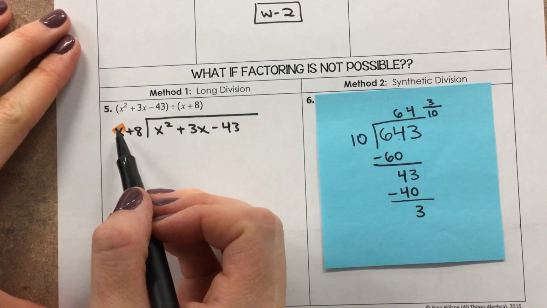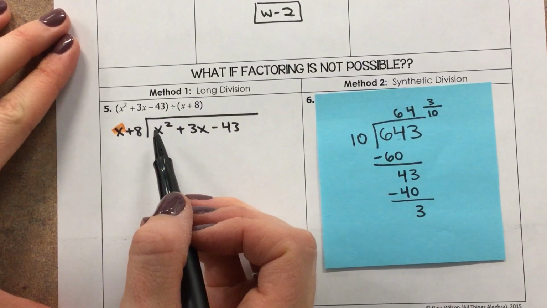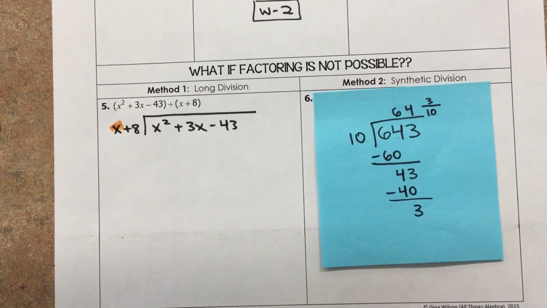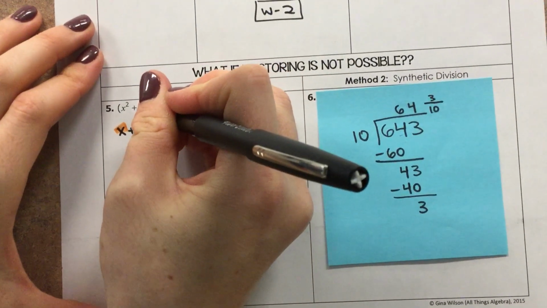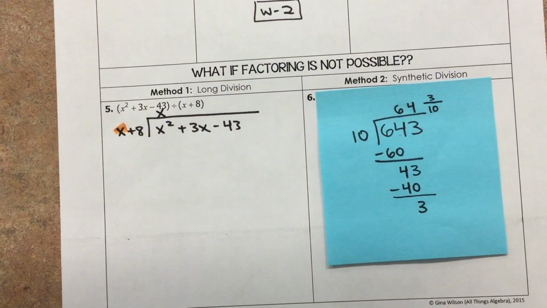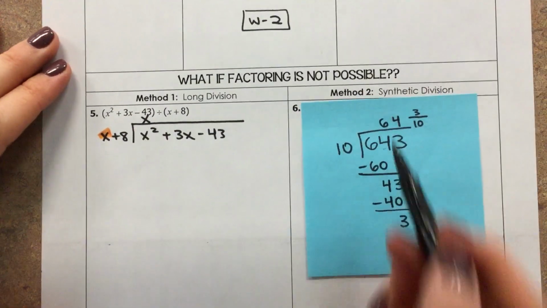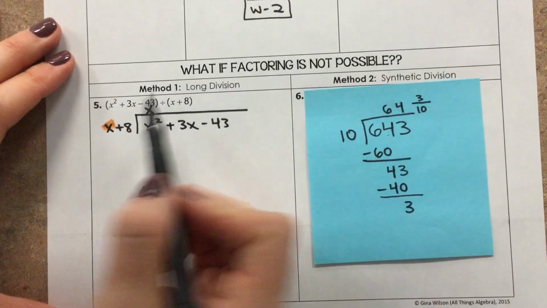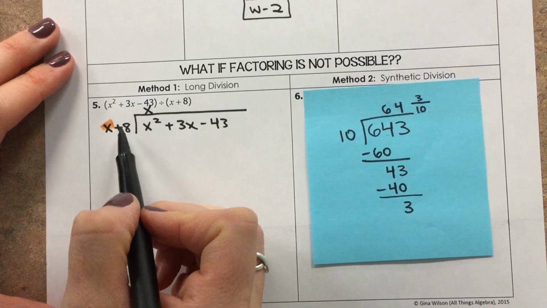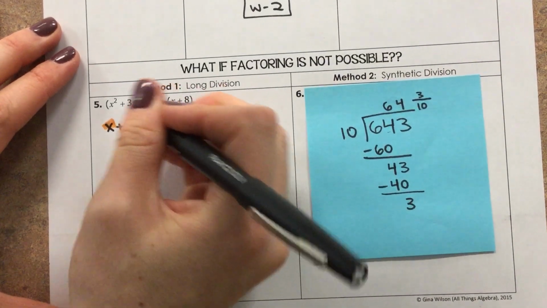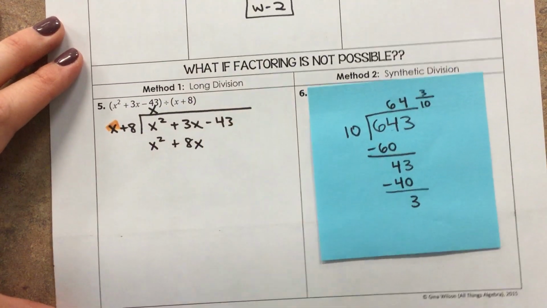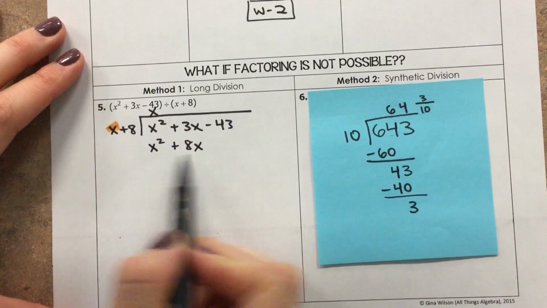We wanna see how many times does x go into x squared. In other words, I want you thinking x times what gives me x squared, okay? X times what gives me x squared? And that would be an x, so I put that up here. Remember, x times x gives you x squared. So then, just like this, we took the 6, we multiplied it by 10, and we subtracted that. So here, we take the x, we multiply it by this, and we subtract that. So x times x plus 8 would be x squared plus 8x. You're distributing it.